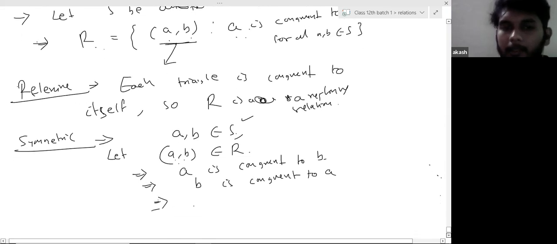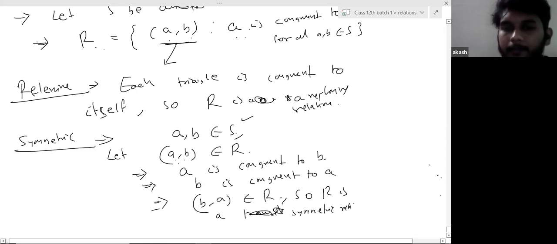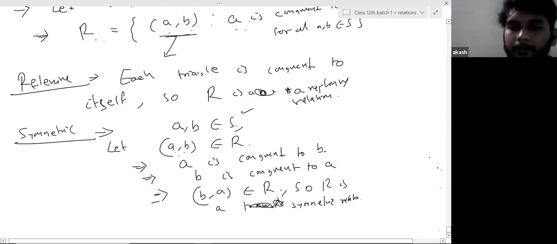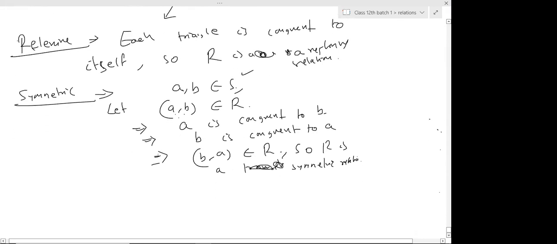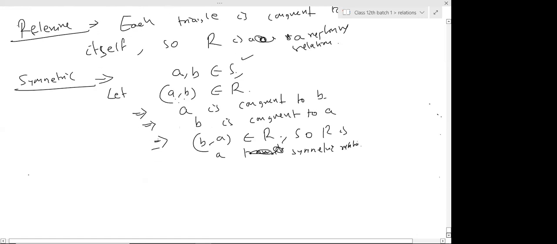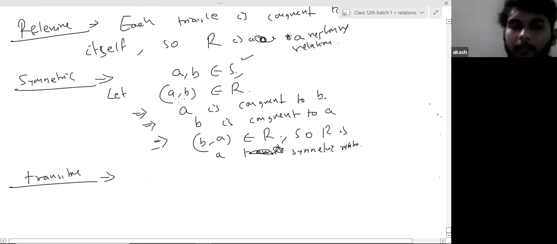So this would imply B comma A also belongs to R. So R is a symmetric relation. All right, Shekhani, this is clear? Yes, sir. Symmetric is already reflexive. And Krishna, how can we prove transitive?